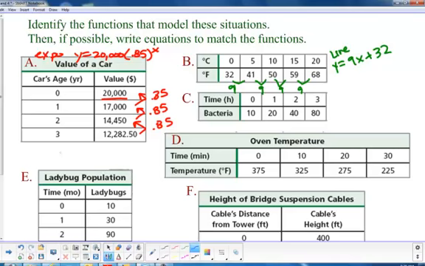All right, the next one is looking like it's probably exponential because it's increasing more and more and more. So let's test it out. 80 divided by 40 is 2. 40 divided by 20 is 2. 20 divided by 10 is 2. So y equals starting amount times constant multiple to the x power.